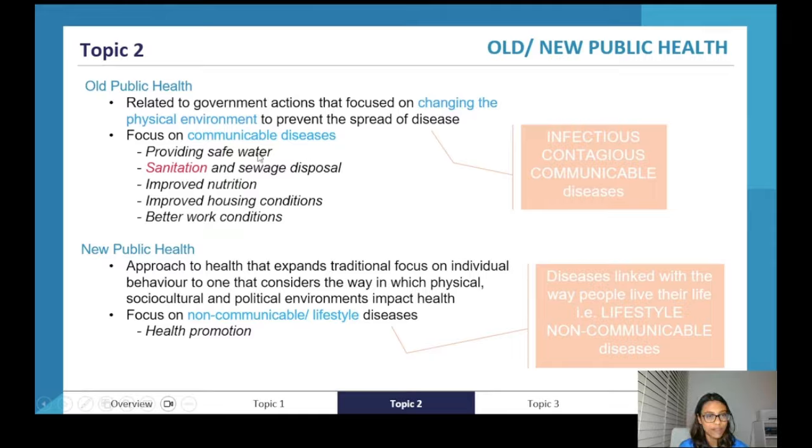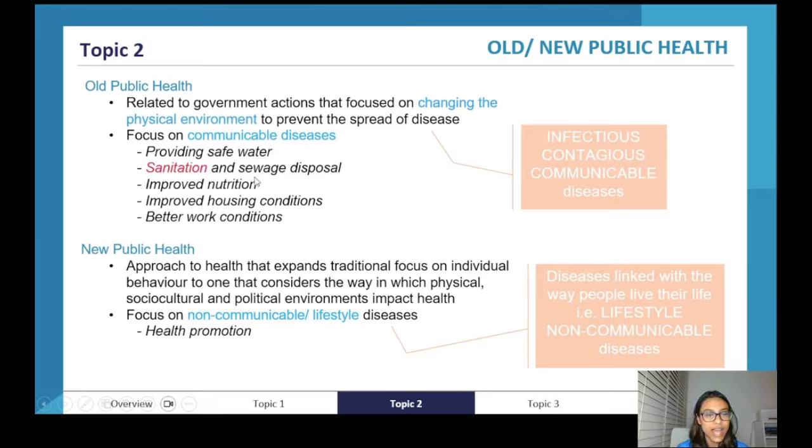So sanitation, safe water, nutrition, housing conditions, like ventilation. Ventilation you relate to tuberculosis, TB, and respiratory diseases. Again, always be switched on, always be thinking about links. What can I relate safe water to? Cholera. That's really aggressive. Safe water, cholera.